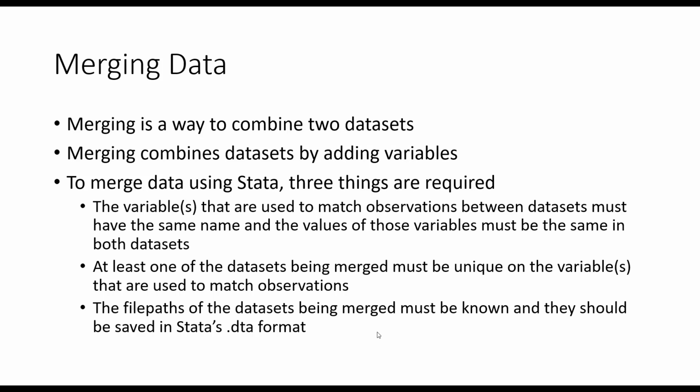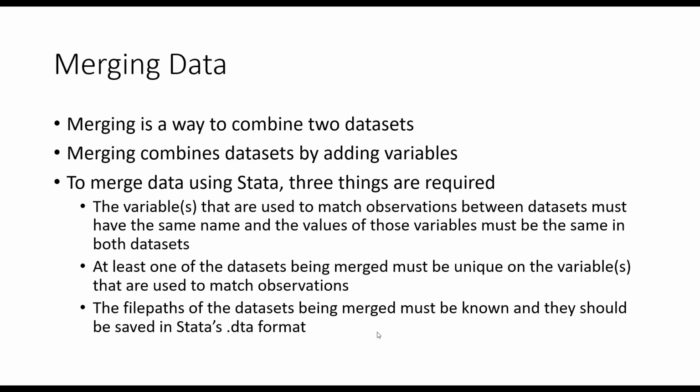One is the variables that are used to match observations between data sets. It can be one variable that you use to match observations between two data sets, or it can be multiple variables, depending on the task at hand. Whatever you're going to use to match observations between data sets has to be the same. So the variable names have to be the same, and the values of those variables have to be the same for a merge to be able to work.